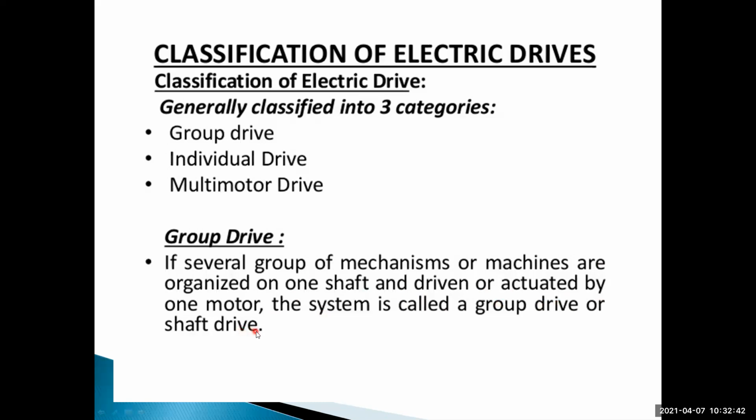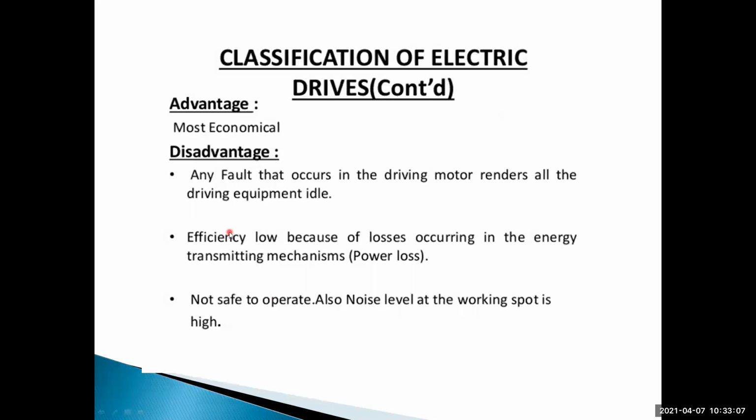Understood? Several machines are connected to the one shaft, so that's why it is called a group drive. It's clear. Several groups of mechanisms or machines are organized on one shaft and driven or actuated by one motor. The system is called group drive or shaft drive. Sometimes it is also called a shaft drive. Okay, it's clear. The advantages and disadvantages of this drive.